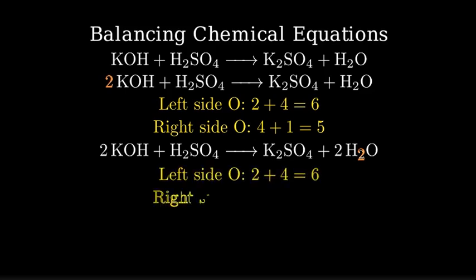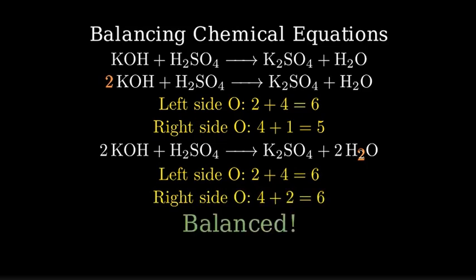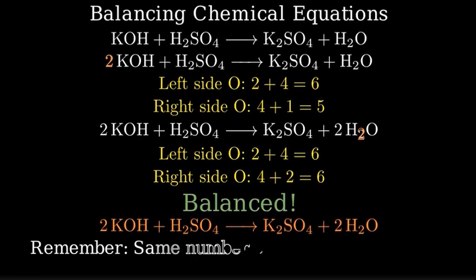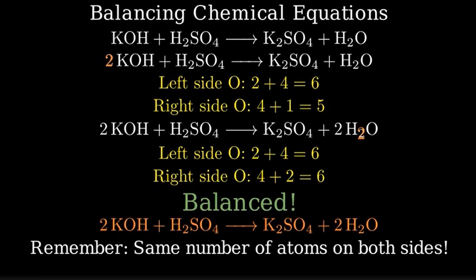Now, let's recheck the oxygen. We have 6 on both sides. The equation is balanced. Our final balanced equation is 2 KOH plus H2SO4 yields K2SO4 plus 2H2O. And that's how we balance a chemical equation. Remember, the key is to make sure the number of each type of atom is the same on both sides of the arrow.